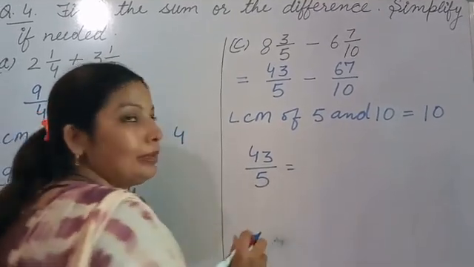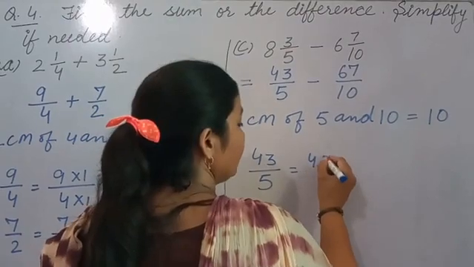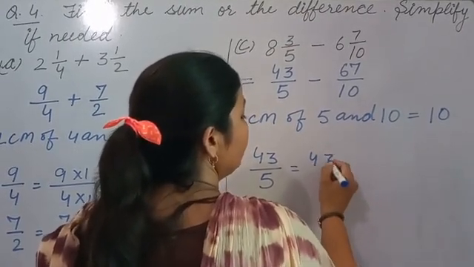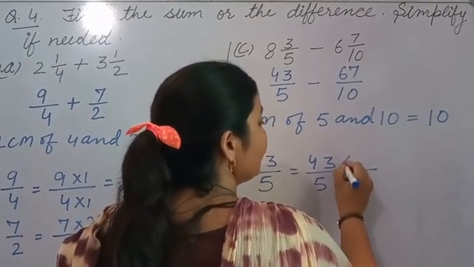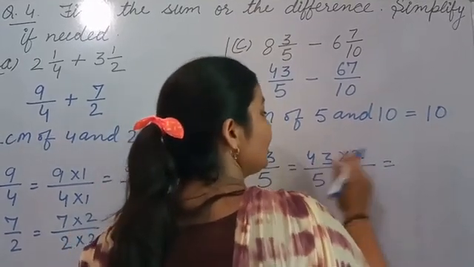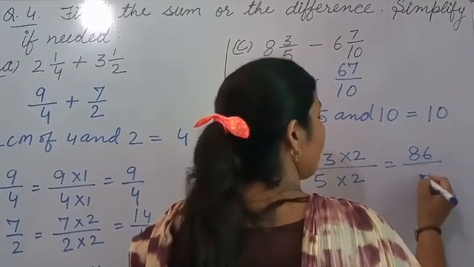Now 5 how can be 10? Multiply by 2. So 43 upon 5, multiply by 2, multiply by 2. So 3 2s are 6 and 2 4s are 8. So it is 6 upon 10.